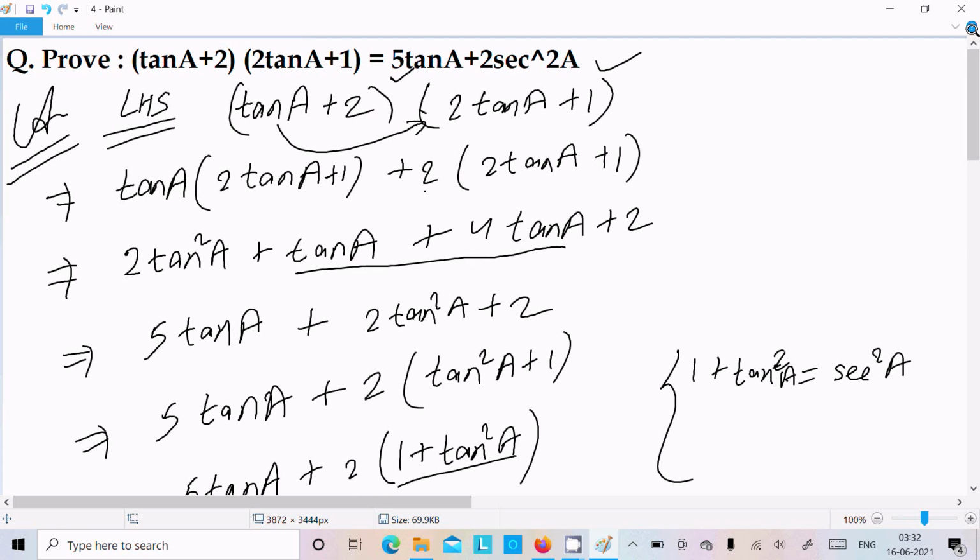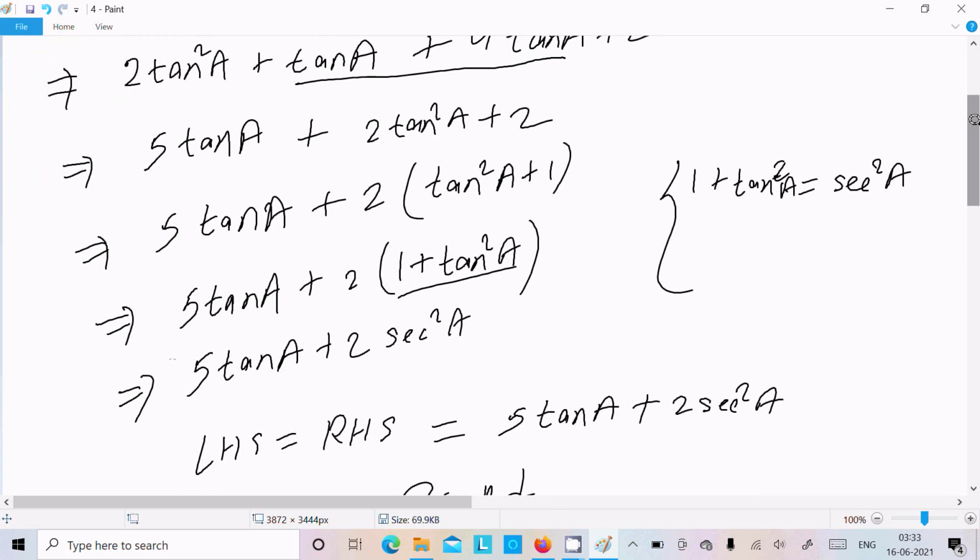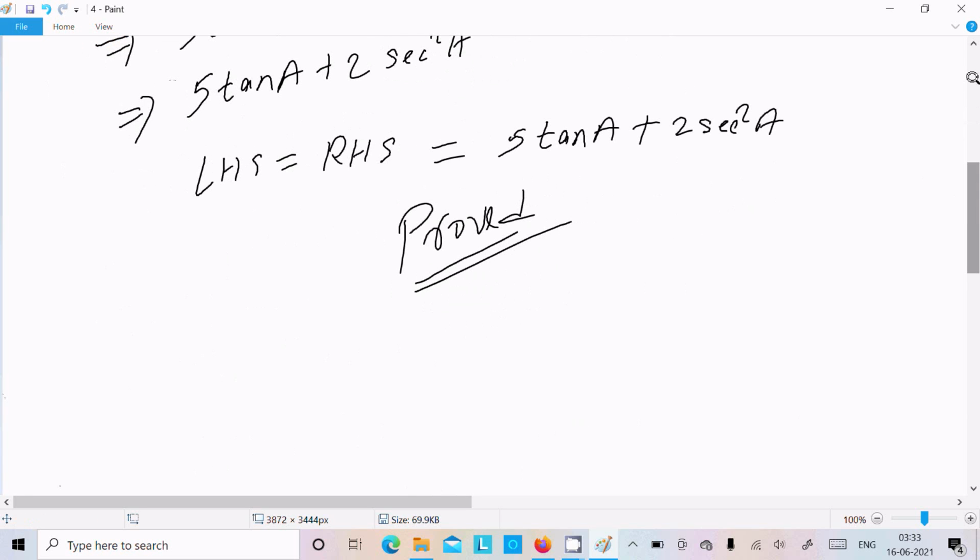One more time I am going to repeat. So take the LHS, now multiply with all of these terms. Thereafter you get tanA plus 4 tanA, so you should add, and 2 tan²A plus 2 right there. Take the 2 common, 1 plus tan²A, we have the formula sec²A. Put that in place of 1 plus tan²A, sec²A. After that you can get the result.